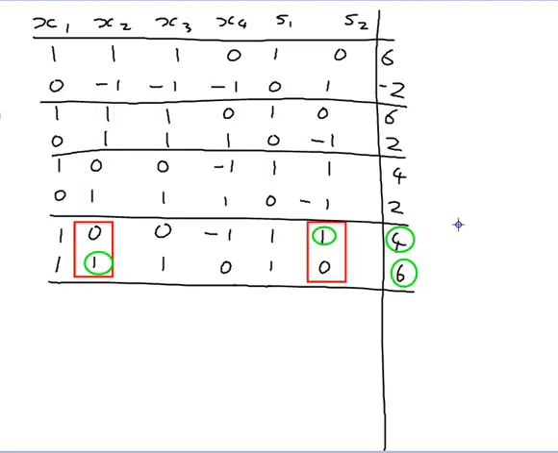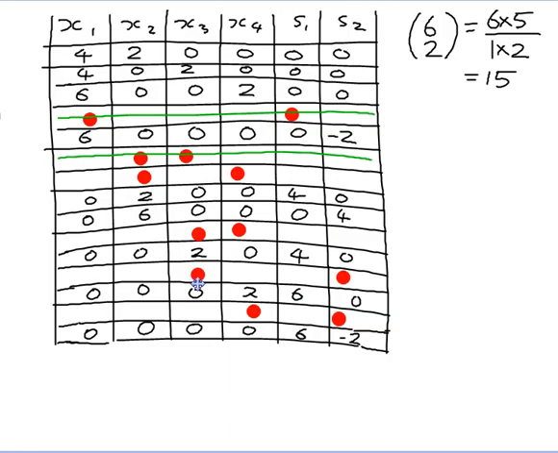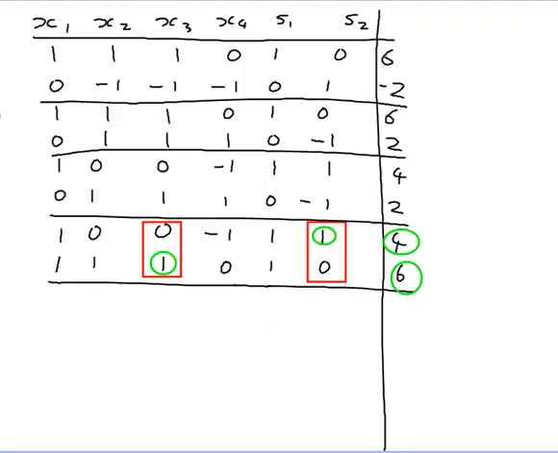What else can we get from this one? Well, there's another column of an identity here, so I can get x3 is 6 and s2 is 4. x3 is 6 and s2 is 4. And all the rest are 0. And can I get any more from there? No, I can't.